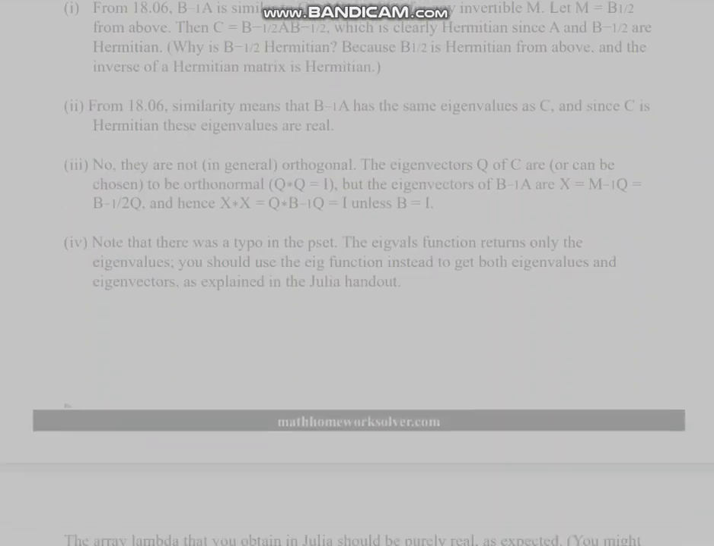B. Solutions. 1. From 18.06, B^-1A is similar to C = MB^-1AM^-1 for any invertible M. Let M = B^1/2 from above. Then C = B^-1/2AB^-1/2, which is clearly Hermitian since A and B^-1/2 are Hermitian. Why is B^-1/2 Hermitian? Because B^1/2 is Hermitian from above, and the inverse of a Hermitian matrix is Hermitian.